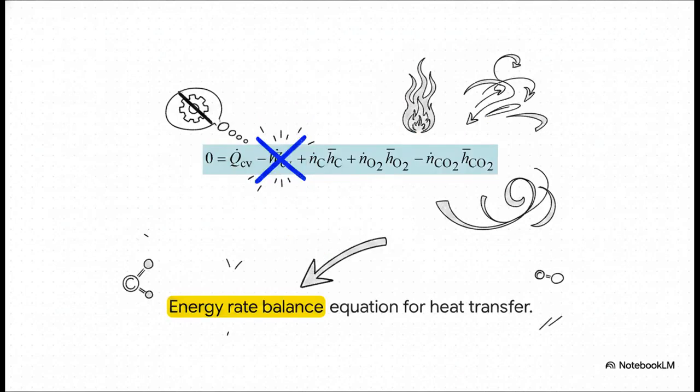Let me just play tour guide for a second through this seemingly messy formula. On the left, we've got 0, simply because it's a steady-state system. On the right, we have our heat transfer and work, followed by the specific enthalpies of the carbon, oxygen, and carbon dioxide flowing in and out. Now, in a standard combustor, we aren't producing any mechanical work, right? So we can literally just cross that work term right out. Same goes for kinetic and potential energy changes. They are completely negligible here, so toss them out too.